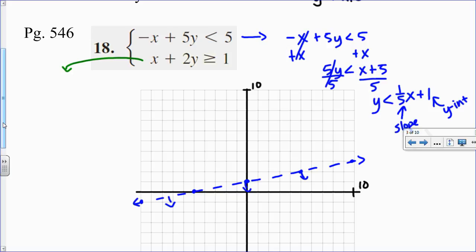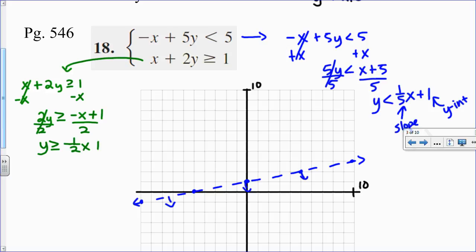So Alyssa, what would I do first? Subtract the x. Good. So Alyssa, what does that right side look like now? Negative x plus 1. Good. Okay. Kyle, what would I do next? Divide by 2 on both sides. So Kyle, what does the right side look like now? -1/2 x plus 1/2. Very good.